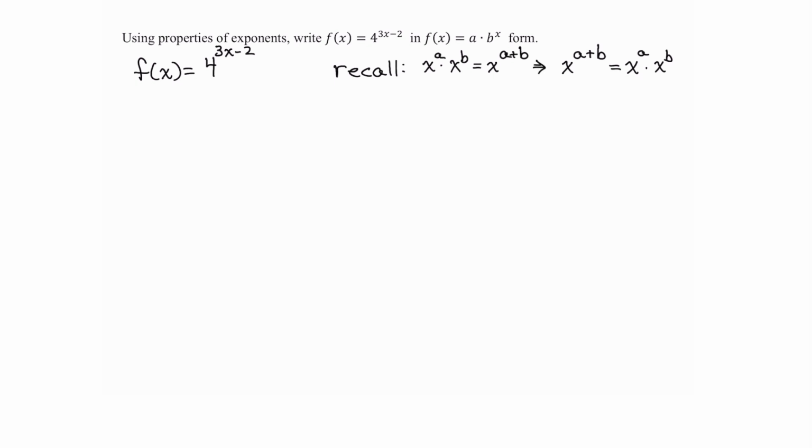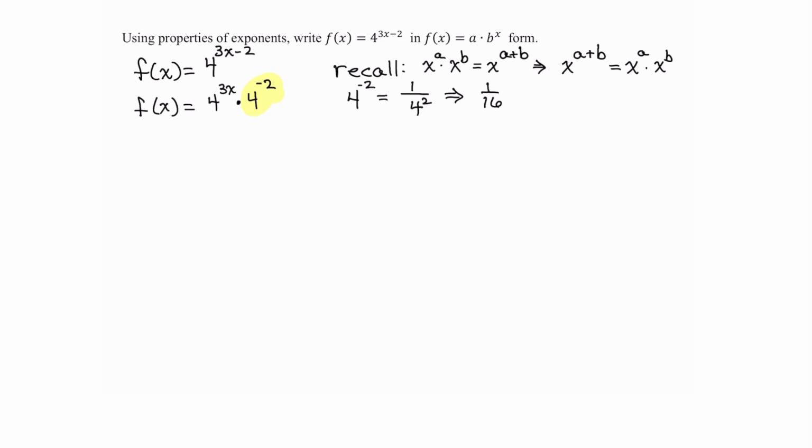So for our function, it's 4 to the 3x minus 2 power. So I can write that as 4 to the 3x times 4 to the negative 2 power by using that rule. Now we look at the exponential expression that doesn't have a letter in the exponent, that doesn't have the variable there, this 4 to the negative 2. And we want to remember that 4 to the negative 2 power, well, when I have a negative exponent, that means reciprocal. So that's 1 over 4 squared. And so that gives me the value 1 over 16.